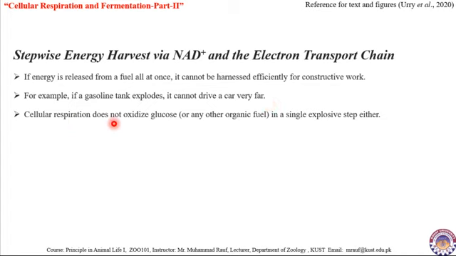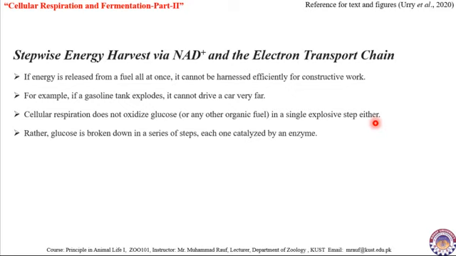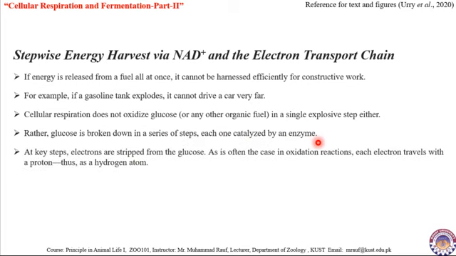Cellular respiration does not oxidize the glucose molecule in a single explosive step either. Rather, glucose is broken down in a series of steps, each one catalyzed by an enzyme. A key step: electrons are stripped from the glucose, as is often the case in oxidation reactions. Each electron travels with a proton, thus as a hydrogen atom.